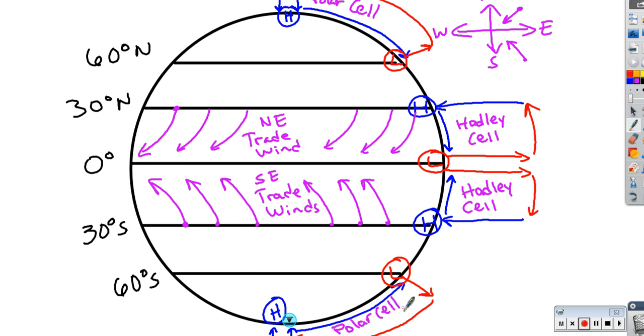And the winds that they produce are easterly winds as well, because when you go from high to low, you're heading towards the equator. So these are called the polar easterly winds. I've never particularly heard them referred to as the northeasterly polar easterlies and the southeasterly polar easterlies. I just hear polar easterlies as the general term.